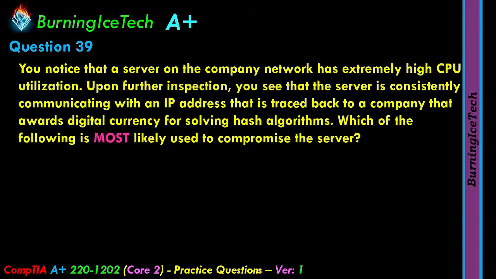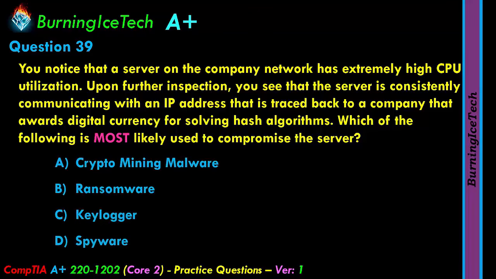You notice that a server on the company network has extremely high CPU utilization. Upon further inspection, you see that the server is consistently communicating with an IP address that is traced back to a company that awards digital currency for solving hash algorithms. Which of the following is most likely used to compromise this server?